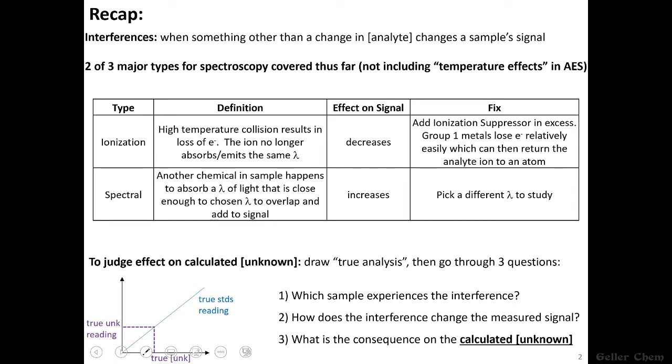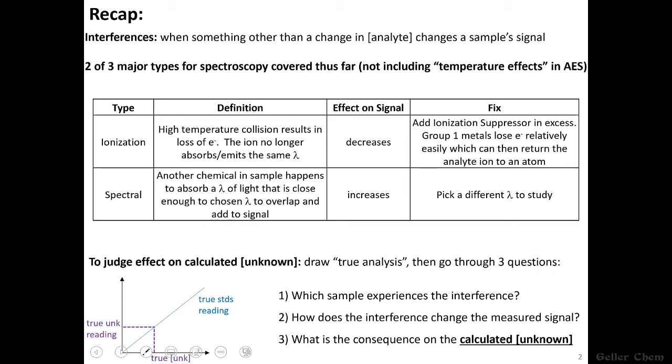Spectral interference occurs when another chemical in the sample happens to absorb a wavelength of light that is close enough to the analyte's wavelength that we're studying that the two lights overlap, and thus there's an addition to the signal from this other chemical. And so the effect is that the signal is going to increase relative to if this other chemical had never been in the sample. The simple fix to this is to just pick a different wavelength to study.